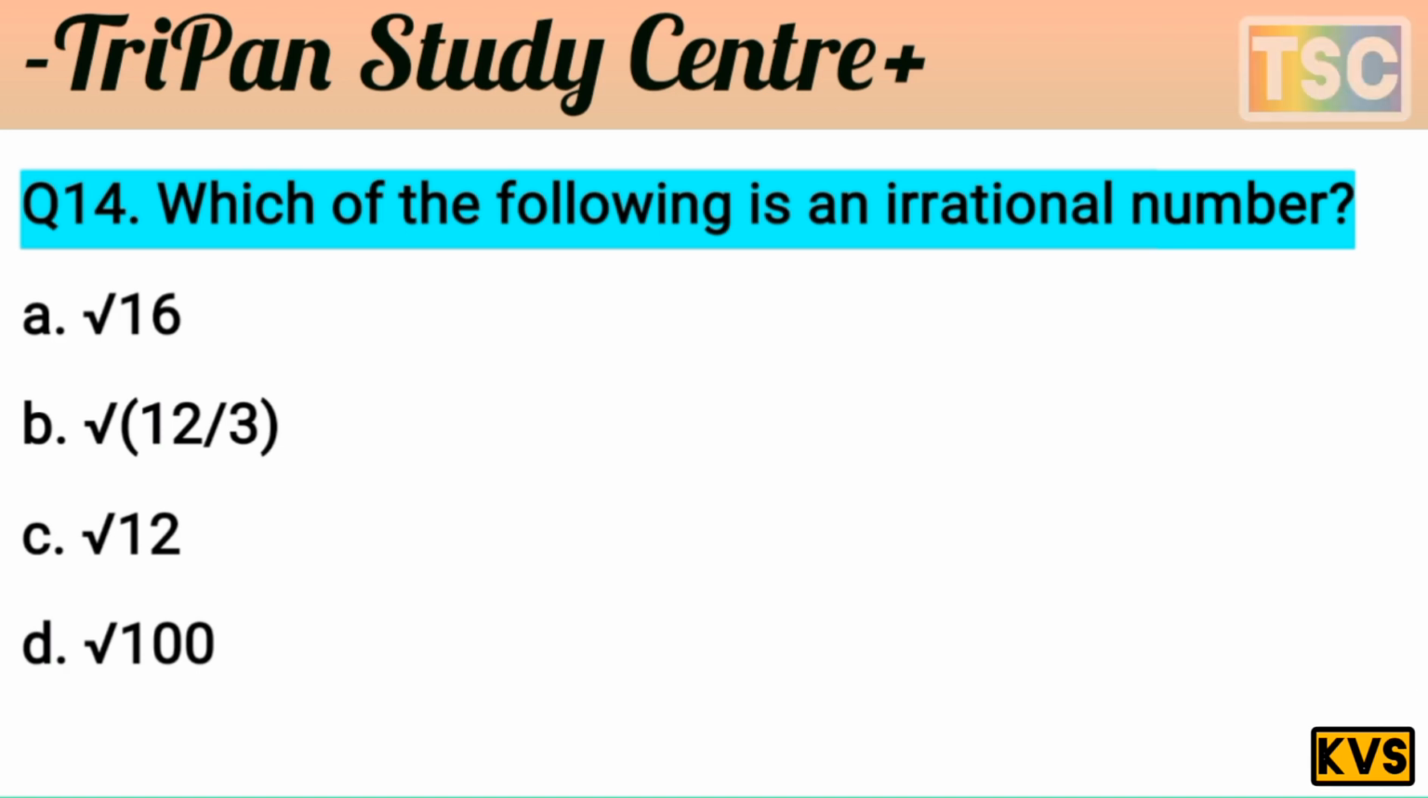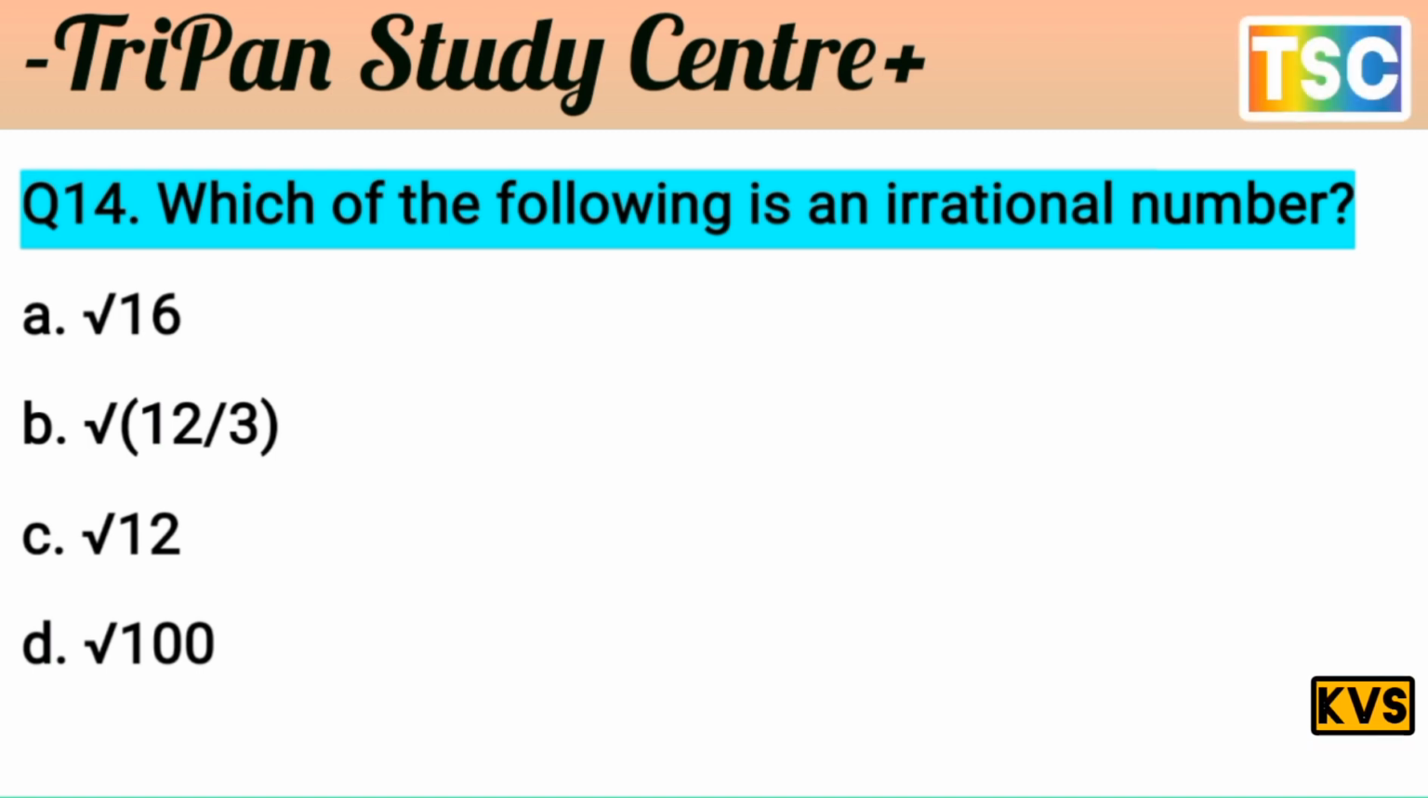The question is: which of the following is an irrational number? That's an important question for the exam. A, square root of 16. B, 12 upon square root of 3. C, square root of 12. D, square root of 100. That's the most important question. I give you a few seconds to calculate this question in your notebook. Okay? You understand?